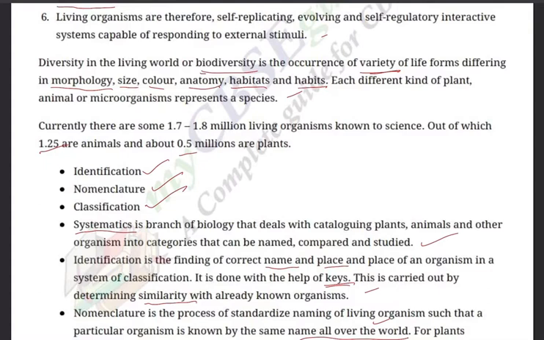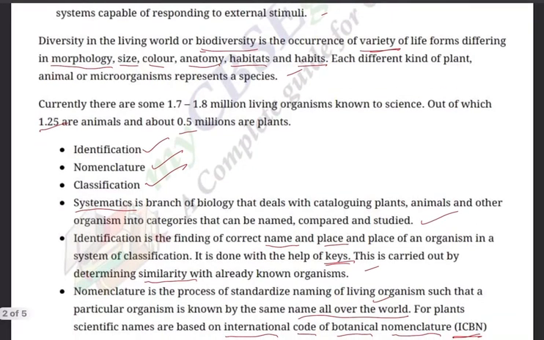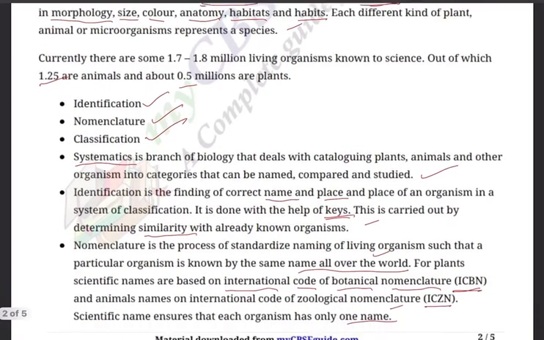So identification is finding the correct name and place of an organism in the system of classification. It is done with the help of keys. Yesterday only we discussed the keys. And the keys will always have a couplet, and out of the couplet, two statements. One statement will be a lead. So the lead helps us to pick up the evolutionary trend. So this is carried out by determining similarity with already known organisms.